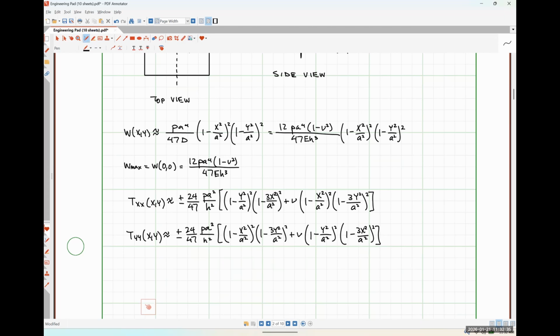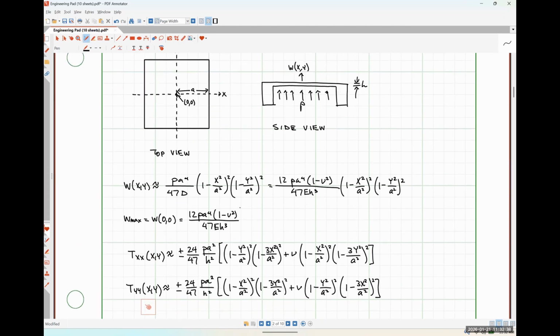So for this configuration, maximum stress is going to occur essentially at the center point of each of the edges. So 0 plus or minus a comma 0 type things, right? So the 4 points that I've indicated in red.